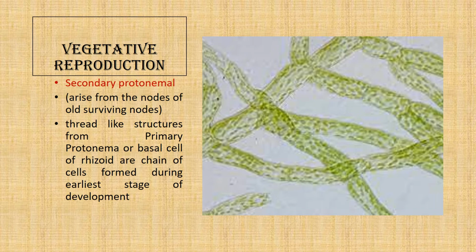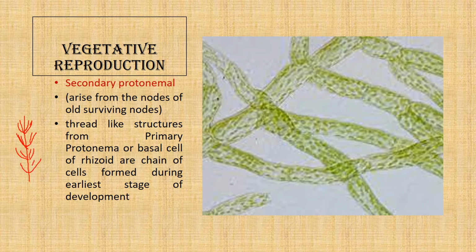Now is the secondary protonema. Now the secondary protonema are the structures that are developed from the primary protonema. So say for example this is the Chara plant and these are the terminal nodes, these are the intermediary nodes, and these are the intermediary nodes, and this is the basal node.